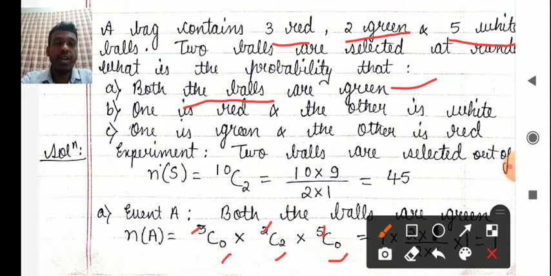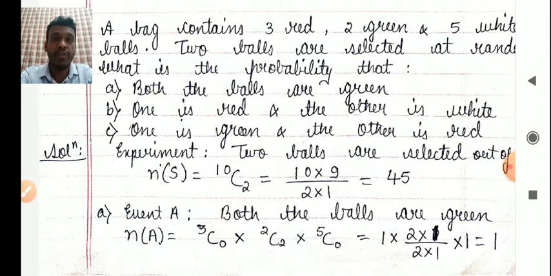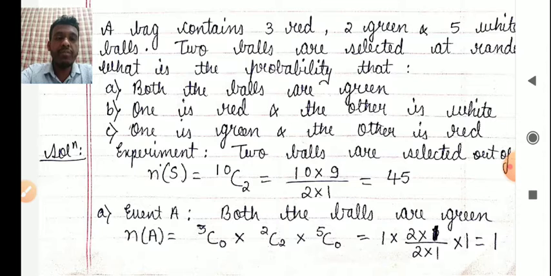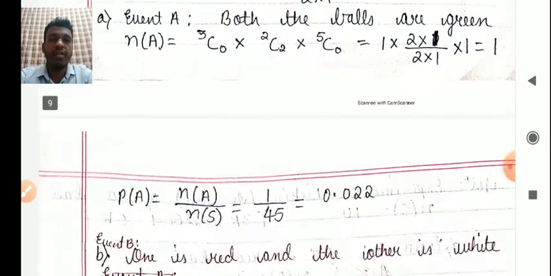So this is how we solve this. nC0 is always equal to 1. Remember the standard value which I have given you along with the formulae. So 3C0 is 1, into 2C2, which if expanded becomes 2 into 1 upon 2 into 1, into 5C0 which is also equal to 1. Cancellation, everything, it becomes 1.